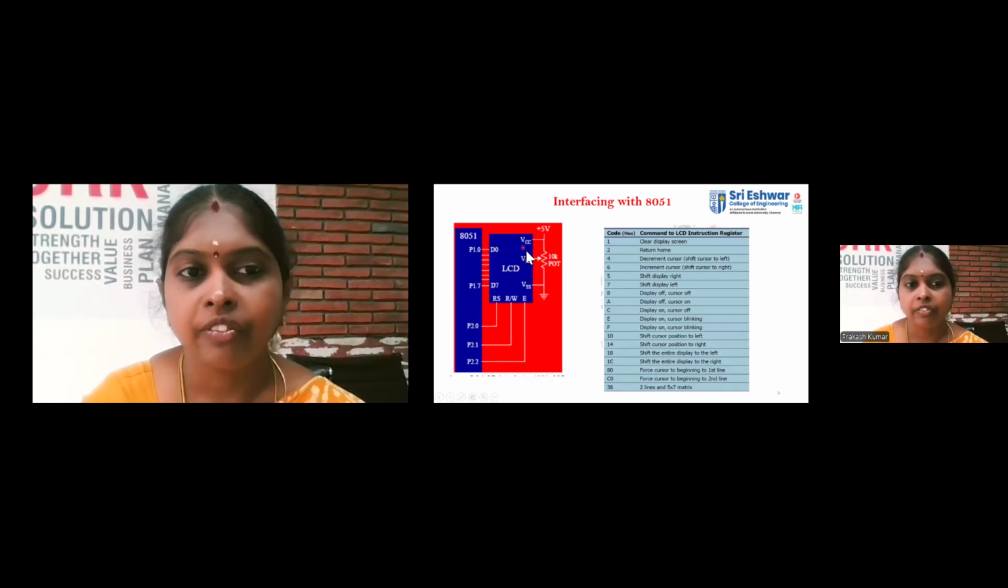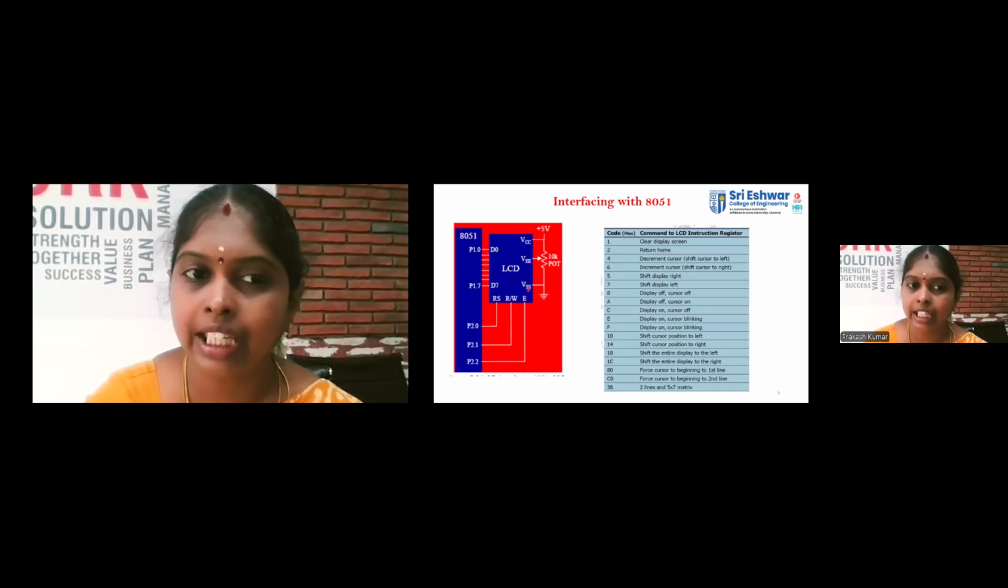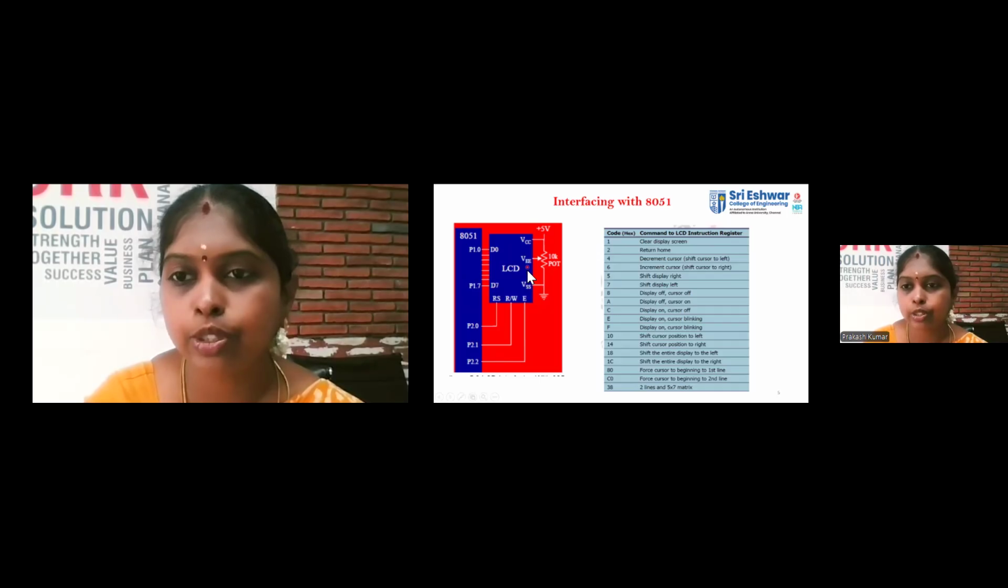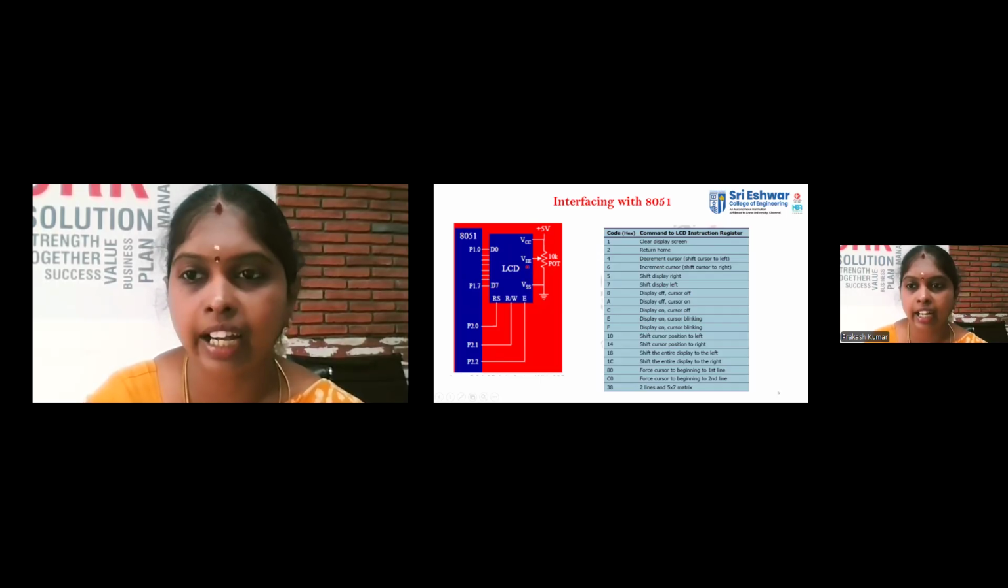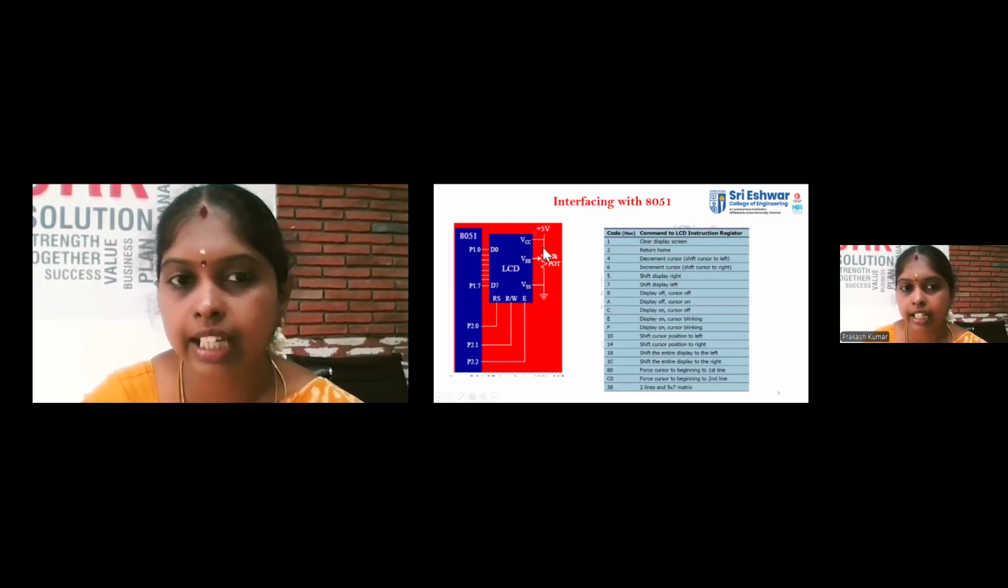We'll recall again. VCC or VDD, which is used for plus 5 volt power supply. VSS is used for ground, and VEE is used for display adjustment, contrast adjustment. That is connected to the 10K potentiometer, and VCC to plus 5 volt and VSS to the ground. This connection is clear, everyone?